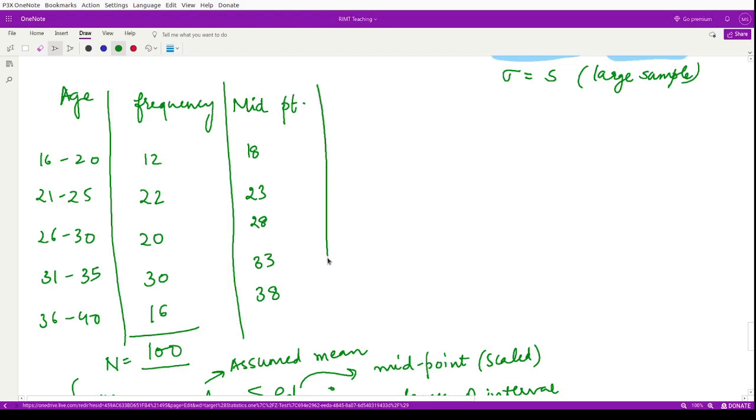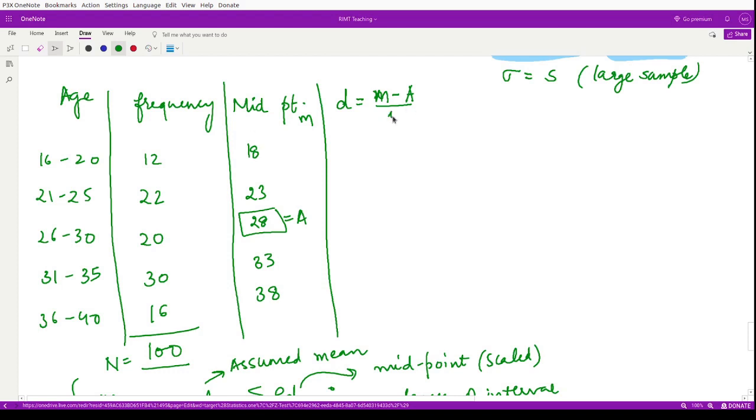So after calculating these midpoints, we calculate D. We firstly assume the assumed mean. You could assume any value. For convenience, we are assuming the middle value to be A. So what is D? D is this midpoint, which is M, minus the assumed mean, divided by the length of the interval. What is the length of this interval? It is 20 minus 16, that is 5.